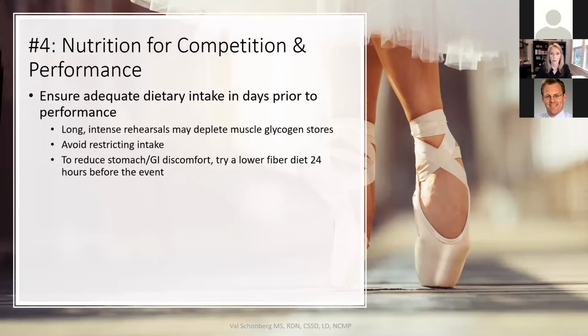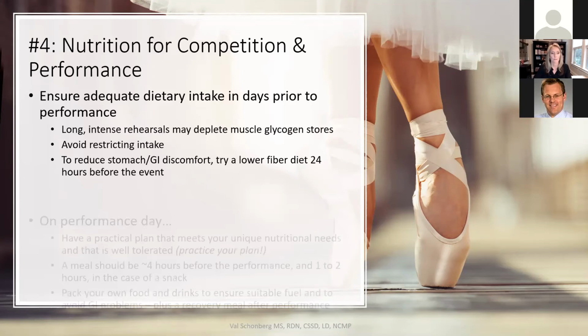And if you're worried about stomach or GI discomfort on the day of the event, you might try a lower fiber diet. Fiber containing foods are things like beans, certain vegetables. And so we might just reduce those and replace that with some other sources of energy producing carbohydrates in the day prior to the event.